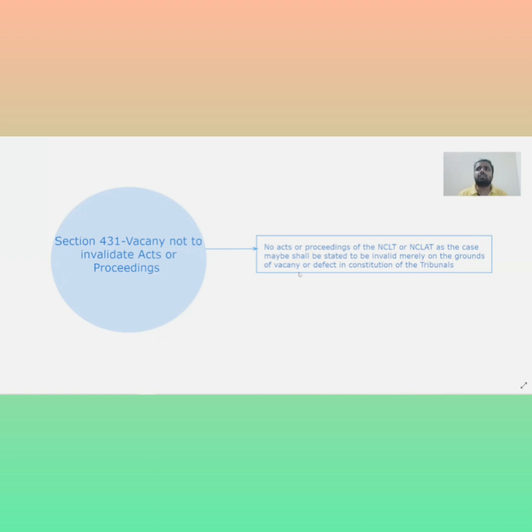So when the proceedings are legitimate, just because there is a defect in the constitution, no one is actually going to tell them that it is not a valid act by the tribunal. It doesn't really affect any judgment or any proceedings carried on by these institutions. I hope this is clear till now.